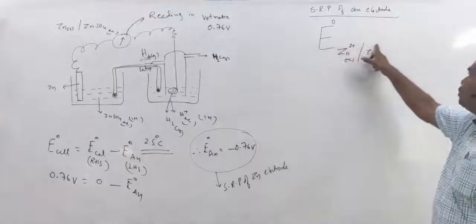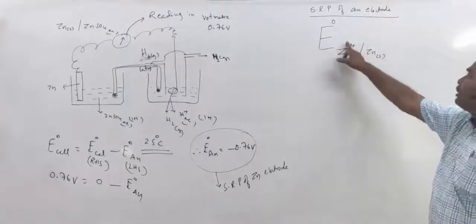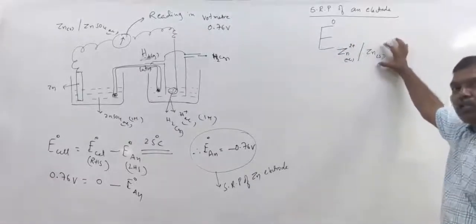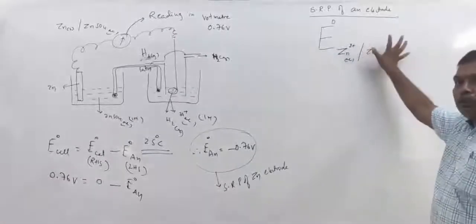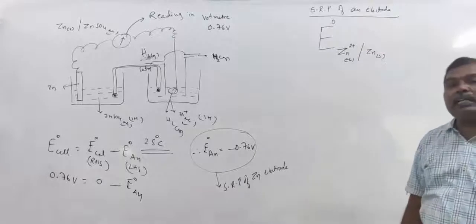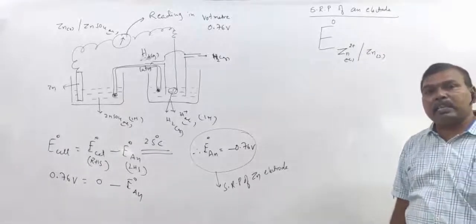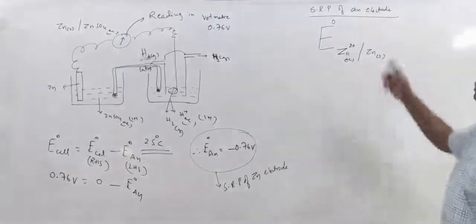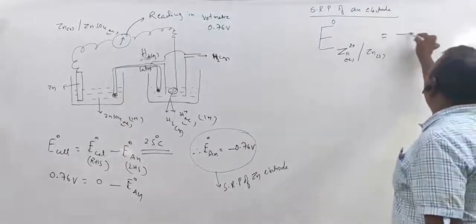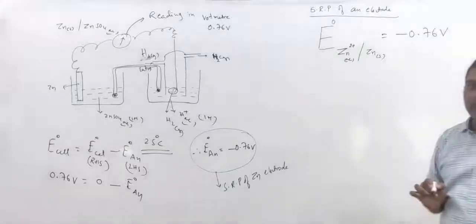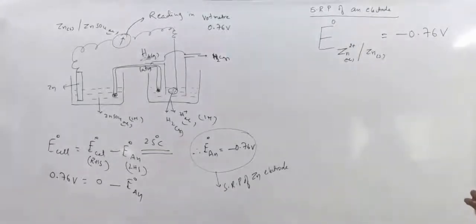Oxidation state of zinc is 2 plus here, and 0 here. So plus 2 to 0, there is a decrease in oxidation state. A decrease in oxidation state is nothing but reduction. So its value is minus 0.76 volts. Clear?